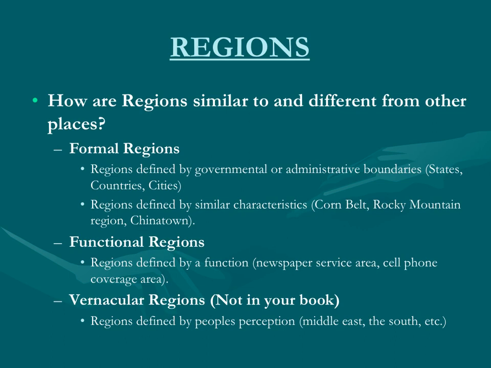And then vernacular region. Regions are defined by people's perception. So the Middle East, Chicago, the South. So as an example, we would have the Chicago region. We tend to talk with an accent sometimes, or sometimes we use words that other people don't use in other regions. So the last theme of geography is regions.